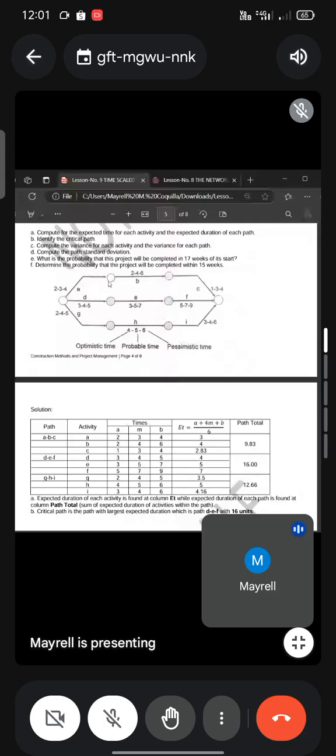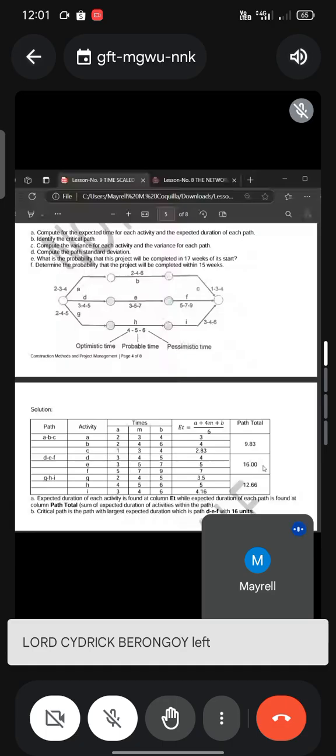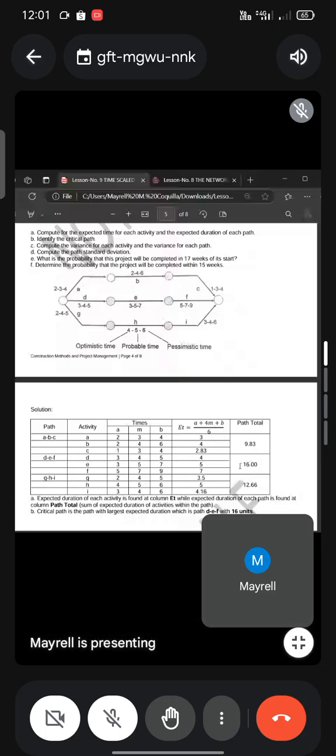And we can calculate the probability that this project will be completed in 17 weeks, so a delay of 1 week. And the probability that this project will be completed in 15 weeks, or whether it can finish earlier, an advance of 1 week. Okay, 17 or 15. It's 1 week after or before 16 weeks. Next.